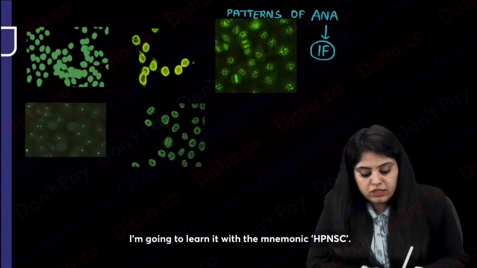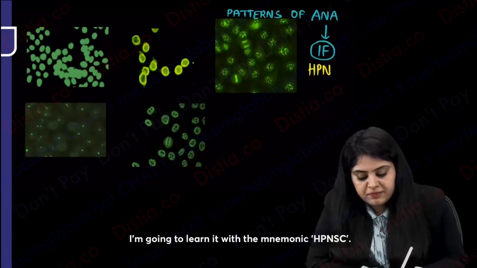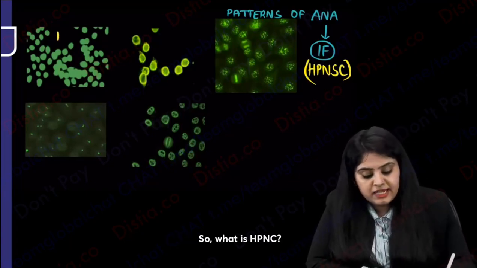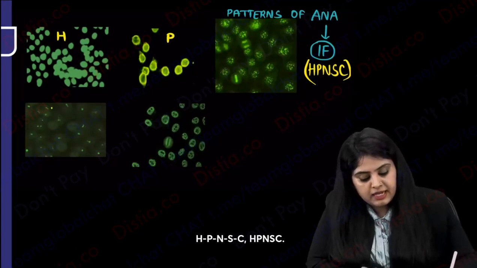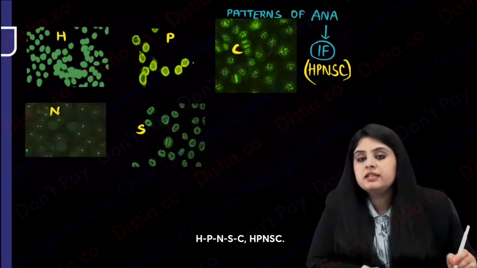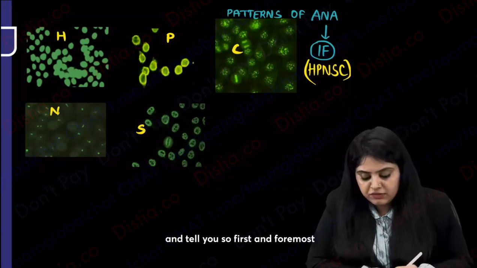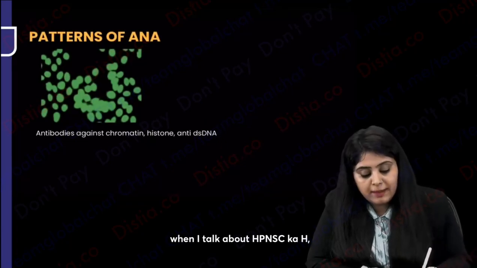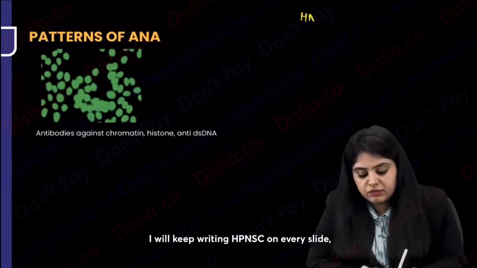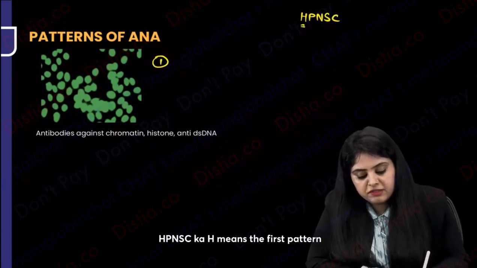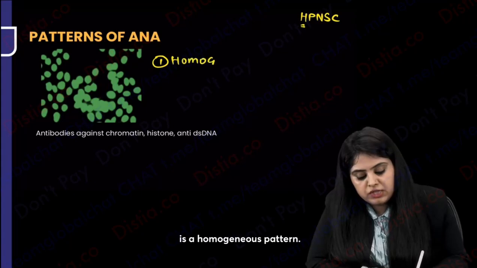Let me tell you, I'm going to learn it with the mnemonic HAPPENS. Okay, so what is it? HPNSC. Let me zoom in and tell you one by one. So first and foremost, when I talk about the H of HAPPENS, I'll keep writing HAPPENS on every slide so that you keep remembering. H means the first pattern is a homogeneous pattern.